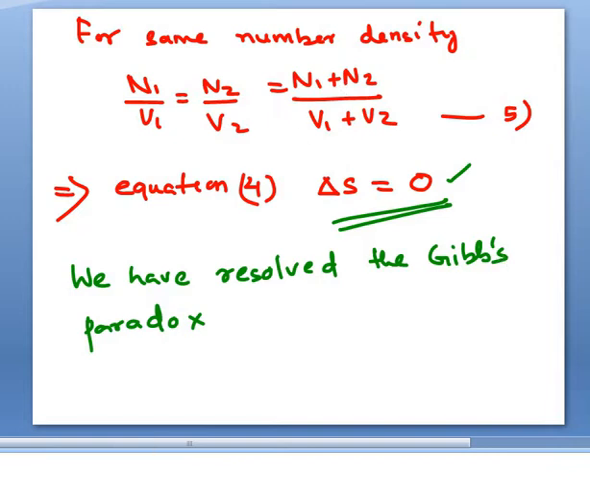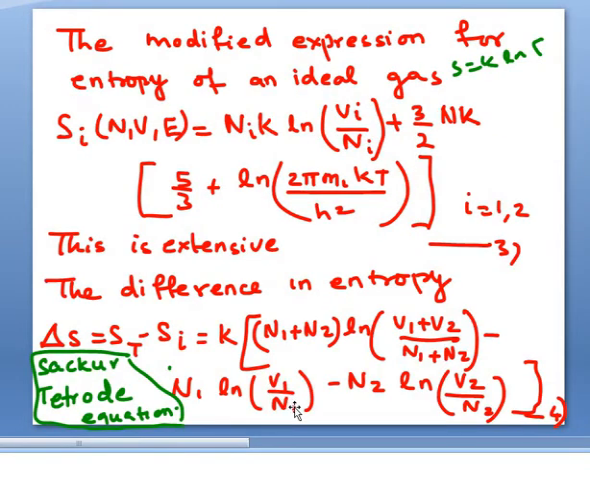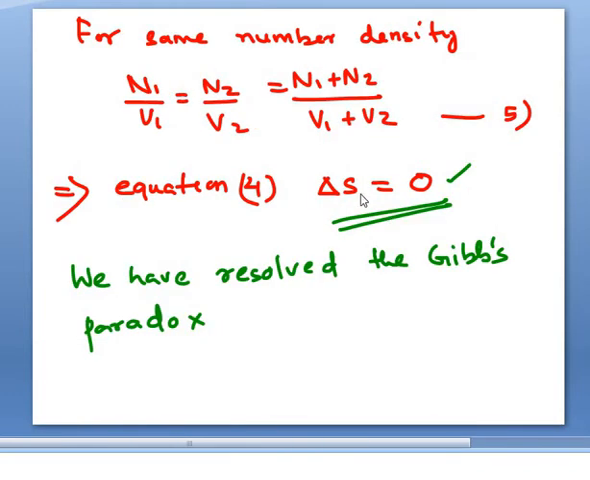Substitute this here. When you substitute this here, N1 by V1 is actually what? N1 by N2 plus V1, V1 by V2 plus by N1 by N2. So take N1, first term comes. Similarly here, take the second term. Both the terms cancel each other. Finally, equation 4 becomes delta x is equal to 0. So this expression is also suitable for same gases mixing together. Hence, we have resolved the Gibbs paradox.